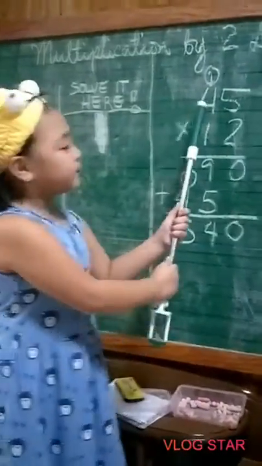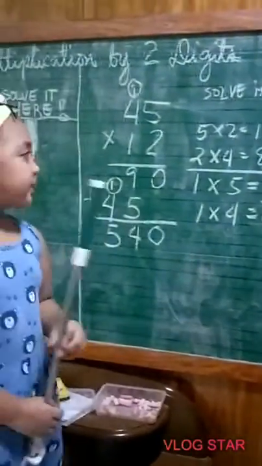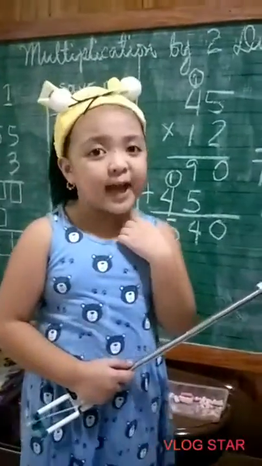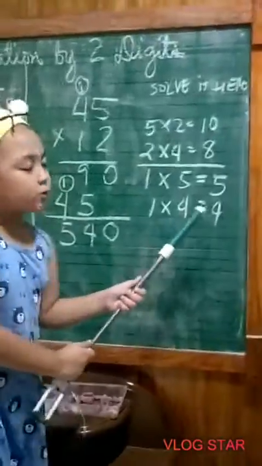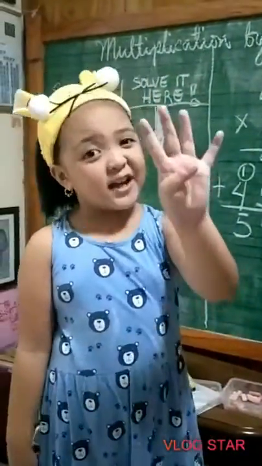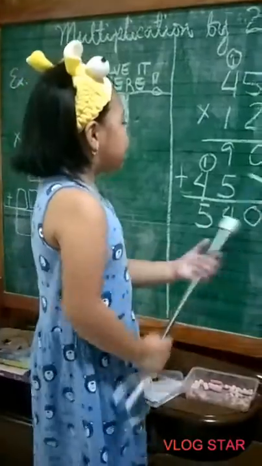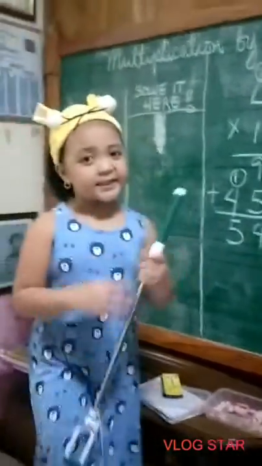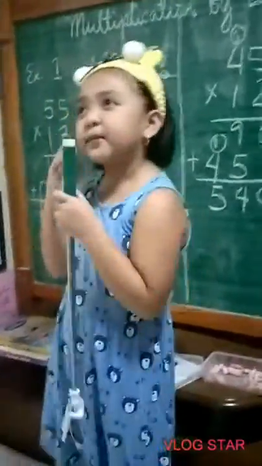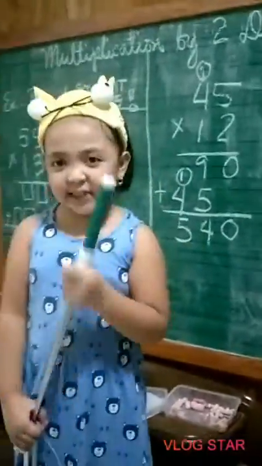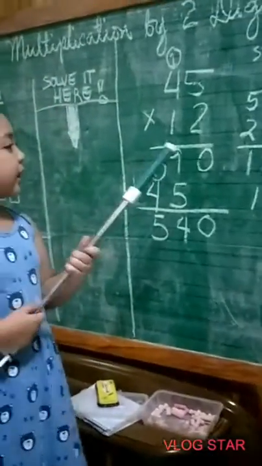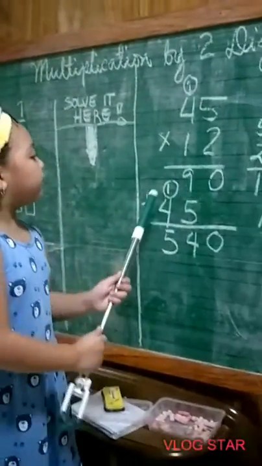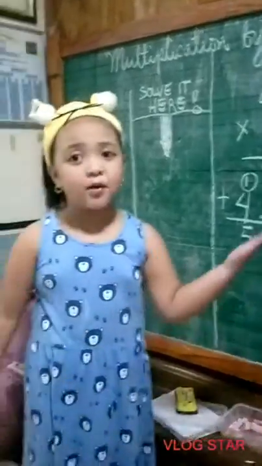Now let's do the second part like this. 1 times 4, and Mama solved it here again. 1 times 4 equals 4, because when you put 1 four again, this is just 4. So Mama put it here, 4. Now put a plus sign, because that's the plus sign for two-digit multiplication. And like this, 0 plus 0 is just 0, because there's no value of 0.